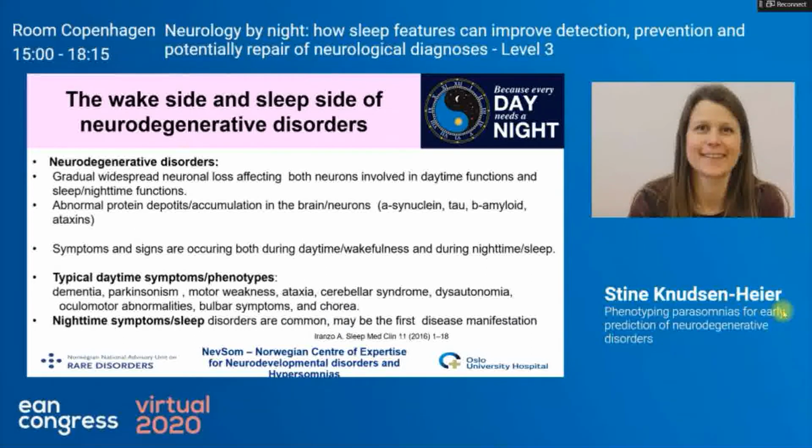The typical daytime symptoms you all know: dementia, Parkinsonism, muscle weakness, ataxia, cerebellar syndromes, dysautonomia, eye abnormalities, and chorea, for example. But the nighttime symptoms and the sleep disorders are equally common, and they may, as I said, be the first disease manifestation of the neurodegenerative disorder.